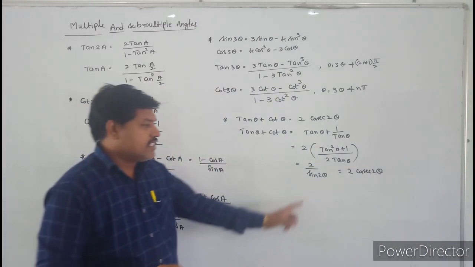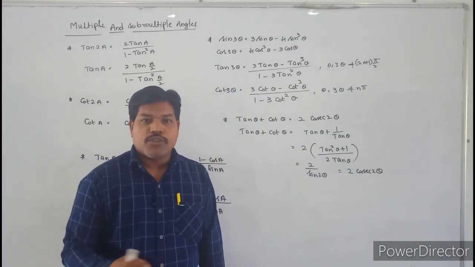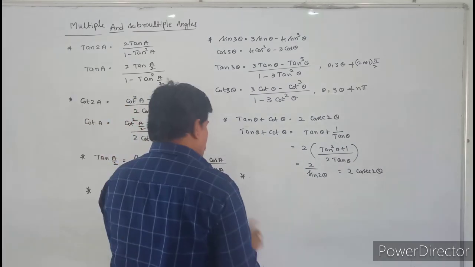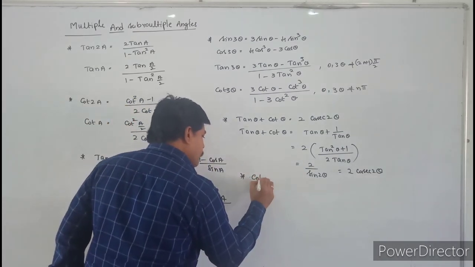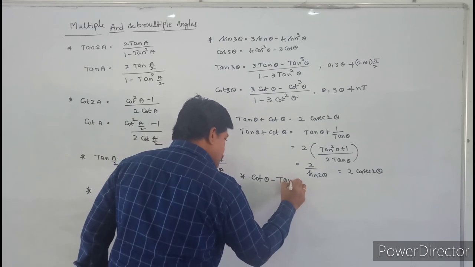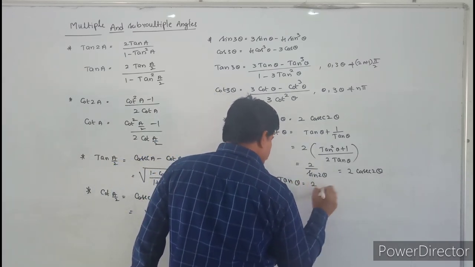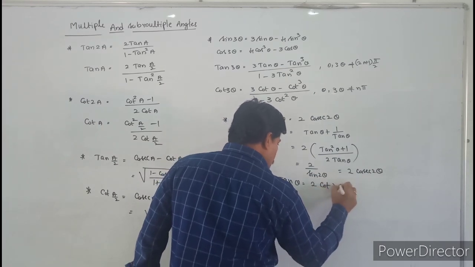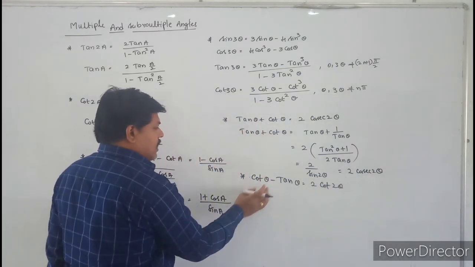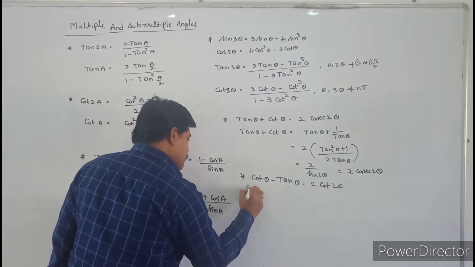The reciprocal of sin is nothing but cosecant. So 2 cosecant 2 theta. And cot theta minus tan theta is equal to 2 cot 2 theta. So see this one, students.